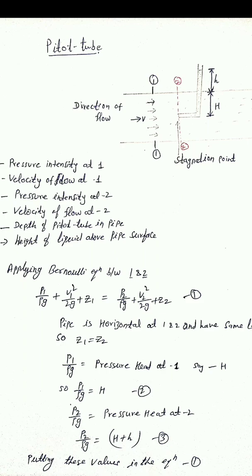At section 1, the pressure head is P1 by rho g, the velocity head is V1 square by 2g, plus Z1. Similarly, at section 2 it is P2 by rho g plus V2 square by 2g plus Z2. Say this is equation 1. Now we know that the pipe is horizontal, and the center of both pipes is at the same height from any datum. So Z1 is equal to Z2.